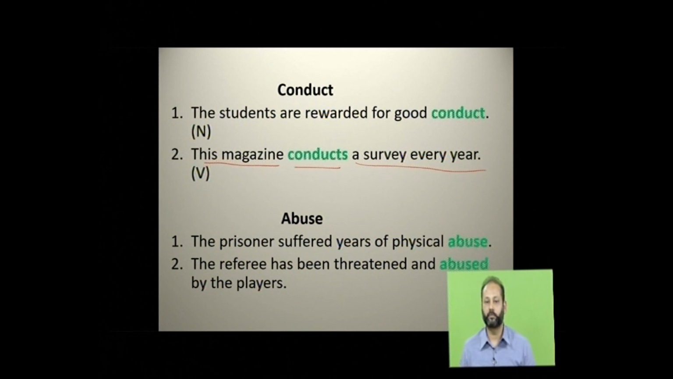Abuse. The prisoner suffered years of physical abuse. The referee has been threatened and abused by the players. Now you guess yourself which is which. In the first sentence, is it used as a verb or a noun? Noun. And then in the second sentence, the word abuse is used as a verb.